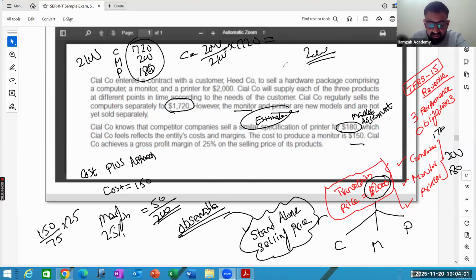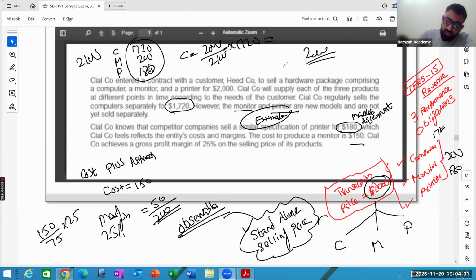Like if there is a condition that the monitor and the computer are integrated, they cannot be separated. The customer cannot buy it individually. If he wants to buy a computer, he has to buy a monitor. In that case, the computer and monitor would not be distinct performance obligations. Then they will be combined. Got it?